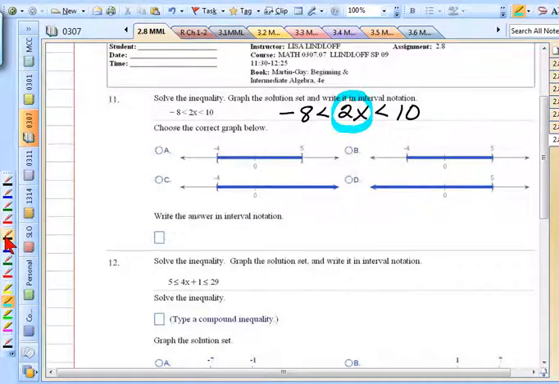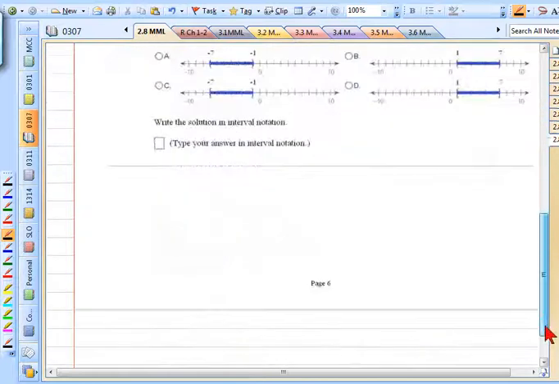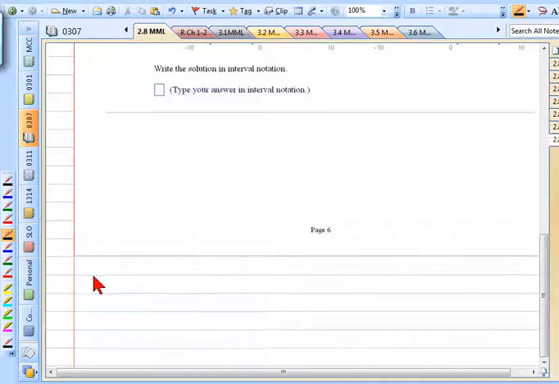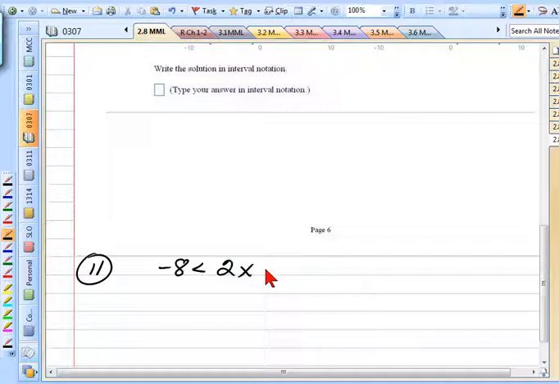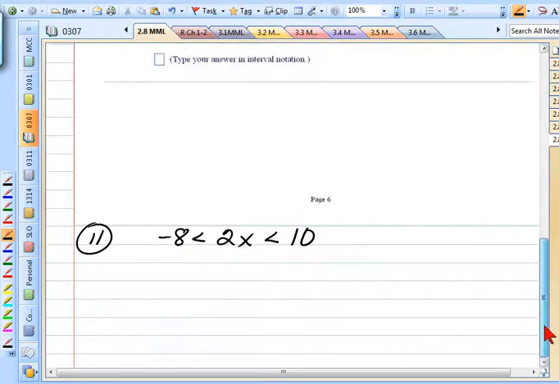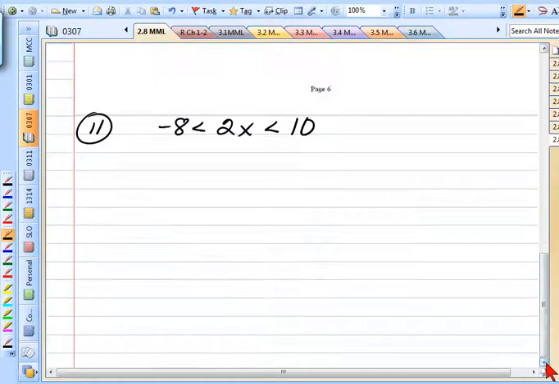So this is number 11. I have -8 is less than 2x is less than 10. All right, if I want x all by itself in the middle, what would I have to do? Okay, now first suggestion is to subtract 2 from all the sides. Well, is 2 added to the x? No. Now I know you haven't ever seen one like this before. 2 is multiplied by the x.